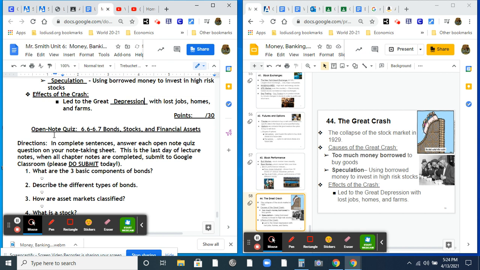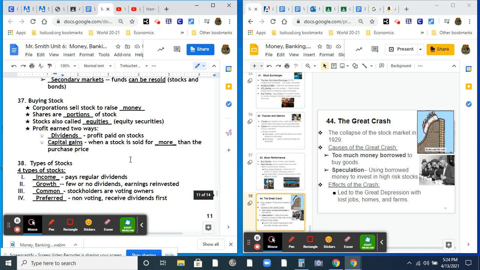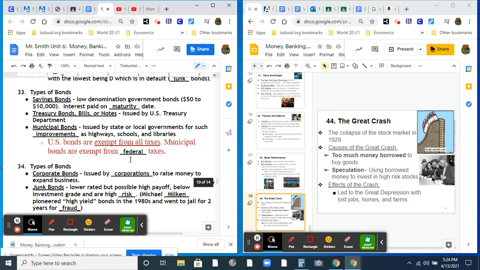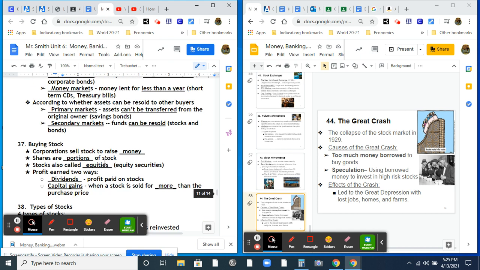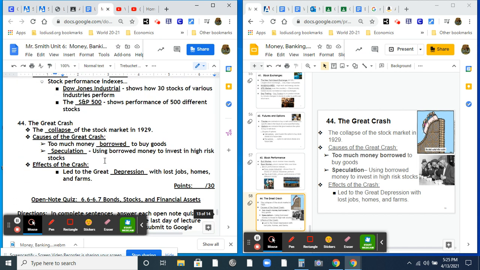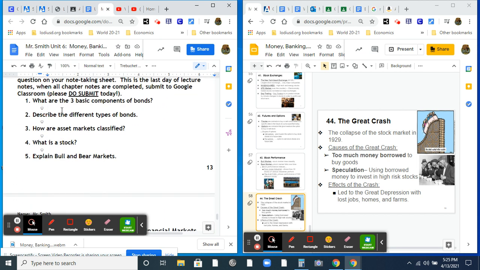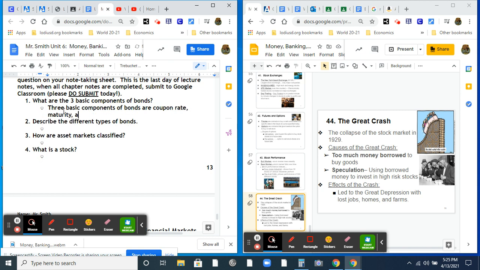All right, what are the three basic components of bonds? I don't know. That was a while ago. So let's look. Coupon rate, maturity, par value. Remember, I have to write a sentence or you're not going to get credit. If you just wrote maturity, coupon rate, par value, you would miss all of this. So, three basic components of bonds are coupon rate, maturity, par value.